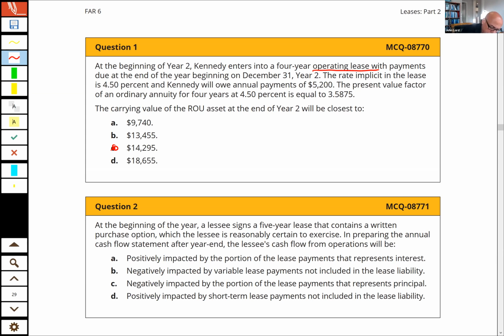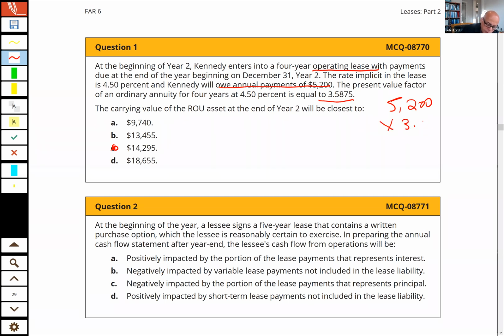So we come over and they tell me that the annual payments are $5,200. So I pick up that $5,200 and then they give me the present value factor. So they don't even make me look that up or anything.